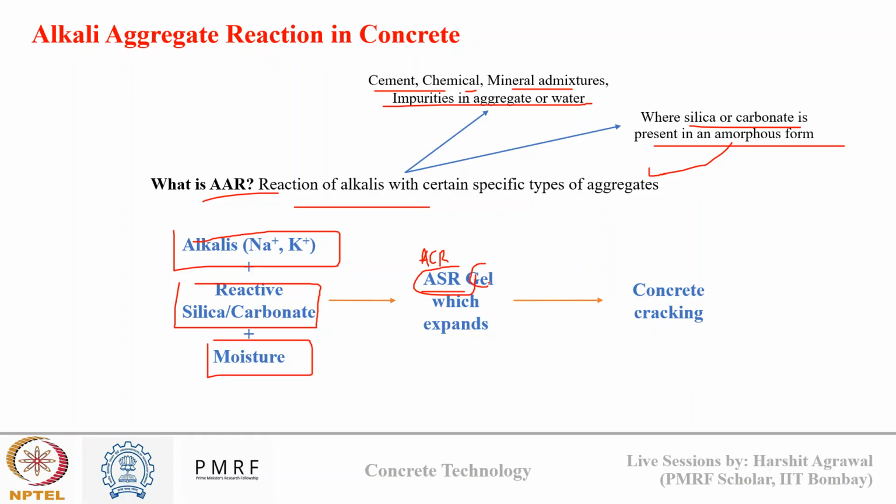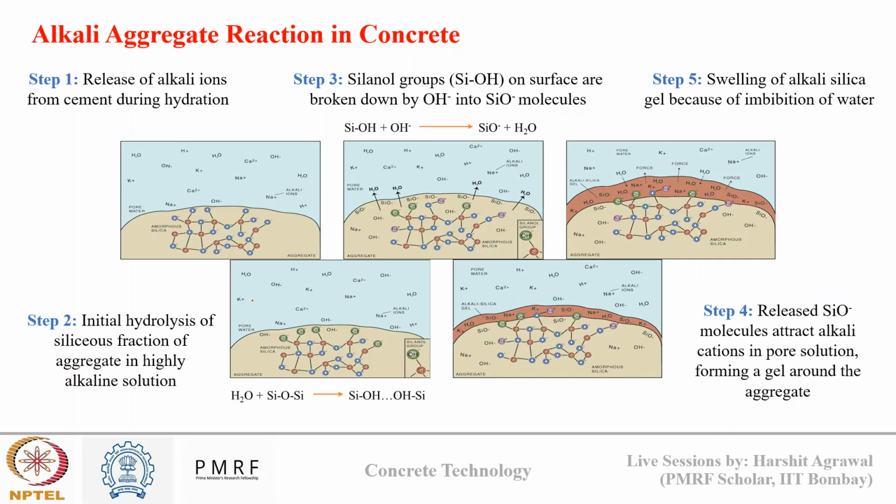Now this gel is expansive in nature. If it is expansive in nature, it will generate tensile stresses inside concrete. And if those stresses are more than the tensile strength of concrete, they will cause cracking in concrete. So alkalis in the presence of reactive silica form alkali silica reaction gel, which is expansive in nature and which leads to cracking in concrete.